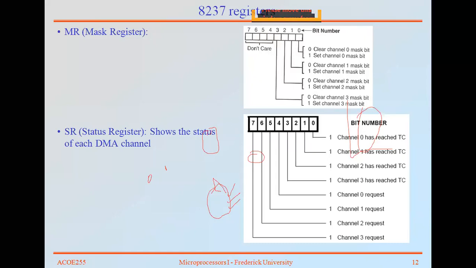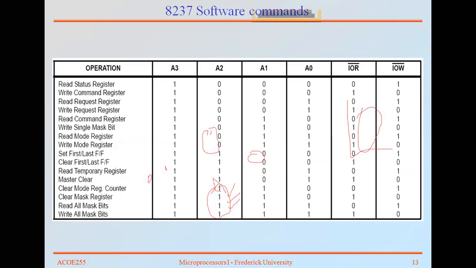Okay, channel 0 is in request mode. Channel 1, channel 2, channel 3, they are ready to accept the data. That is the purpose of the status registers. Okay, see here, IO read and IO write in response to decoder inputs.